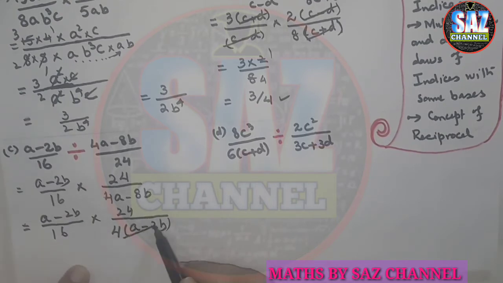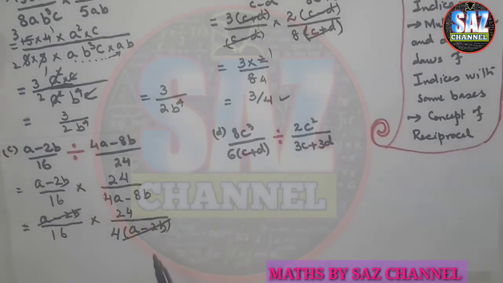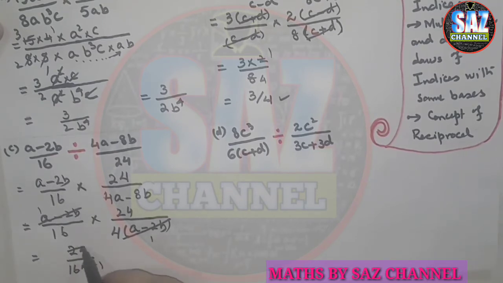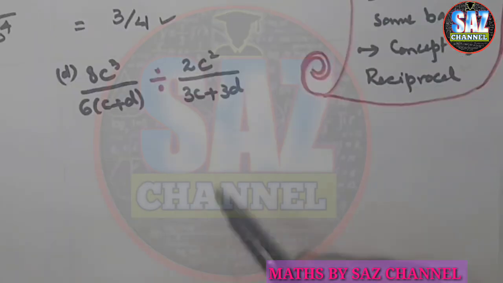Now look, this a minus 2b in the denominator and in the numerator we can simplify, and this will give me answer 1. We are dividing the like terms, and I'm left with 24 upon 16 multiplied by 4. 4 sixes are 24, 2 threes are 6, and 2 eights are 16, and the final answer will be 3 by 8. You should have good command on the tables. Let's move to the next part of the question.